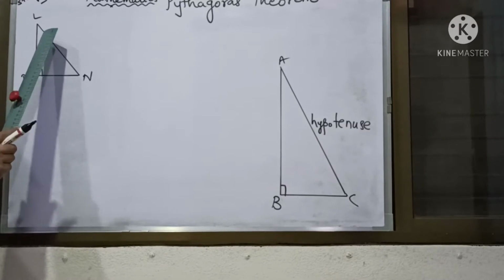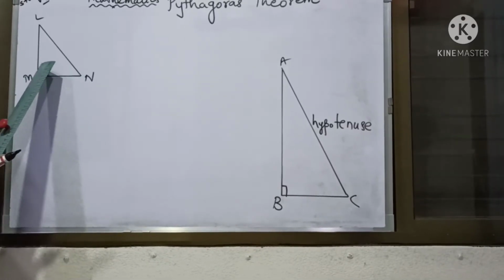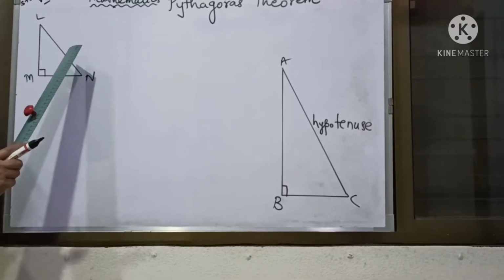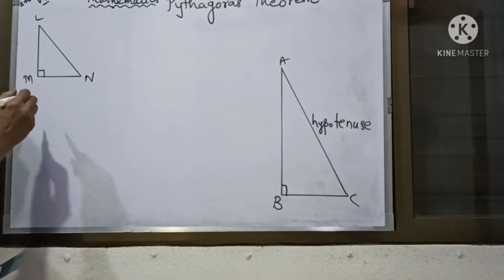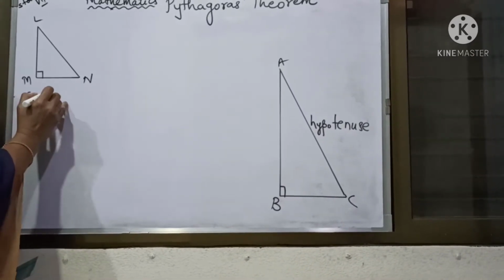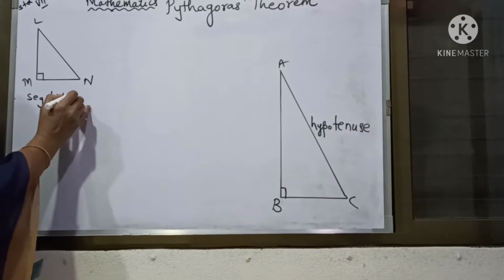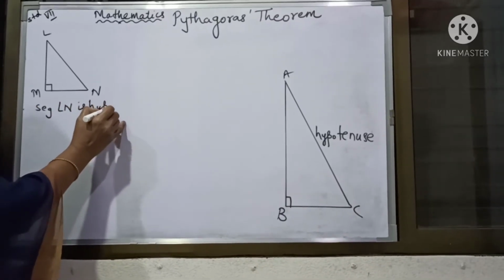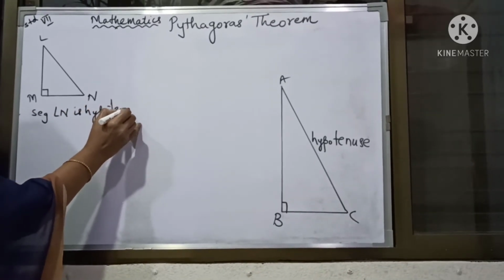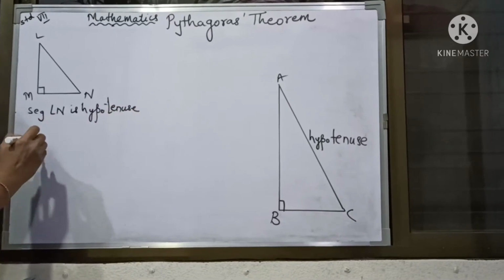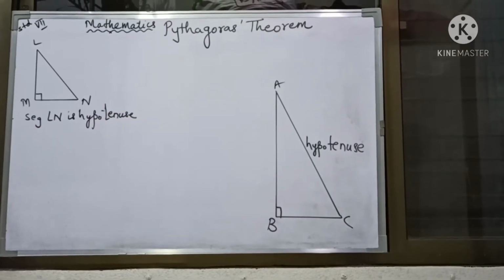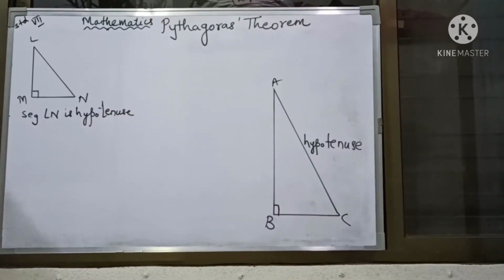The side opposite to 90 degrees in a right angle triangle is the hypotenuse. So here segment LN is the hypotenuse. We will learn more about Pythagoras theorem.